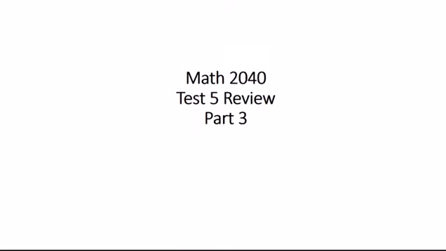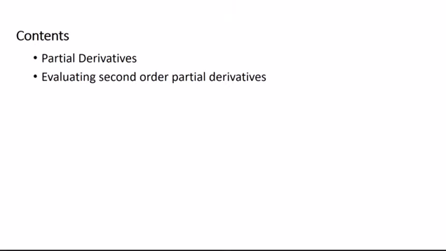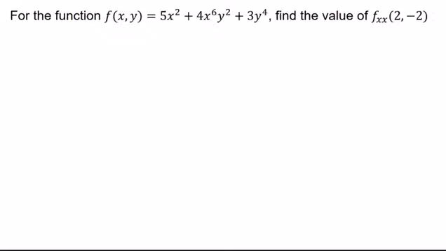In this video, we'll be looking at the higher order partial derivatives, especially the second order partial derivatives of a function of two or more variables. Our first example says for the function f of x comma y equals 5x squared plus 4x to the 6 y squared plus 3y to the 4, find the value of f sub xx at (1, -2).